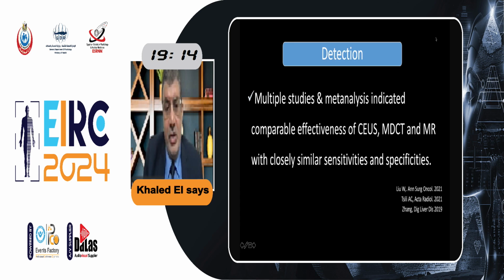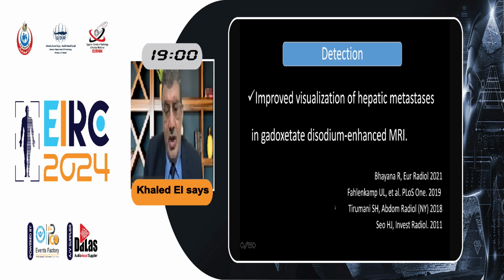As far as detection, multiple studies and meta-analyses indicated the comparable effectiveness of contrast-enhanced ultrasound, multidetector CT, and MRI, with closely similar sensitivity and specificity. However, in our real practice and observations, we strongly recommend evaluating those by gadoxetate disodium enhanced MRI. The reason is you obtain the highest detection by gadoxetate disodium MRI, which in Egypt is called Primovist, of course. In America here we call it Eovist.